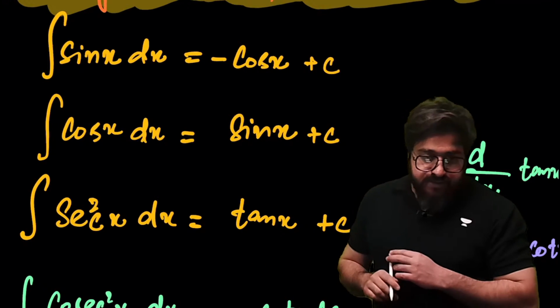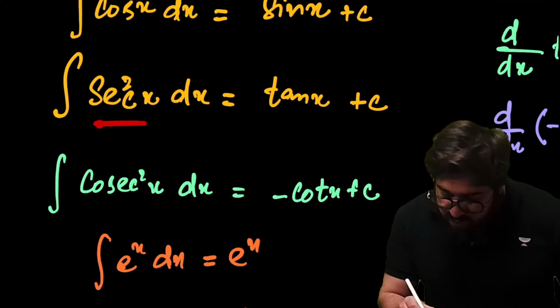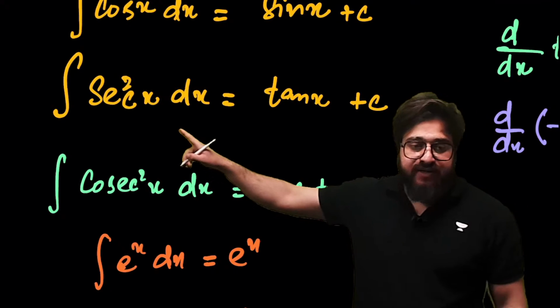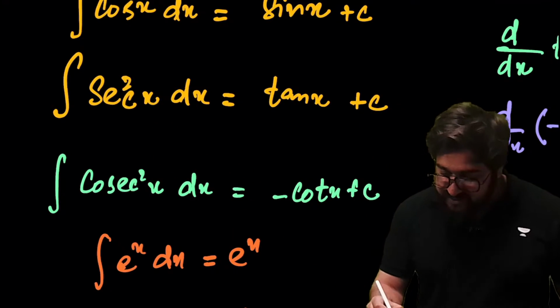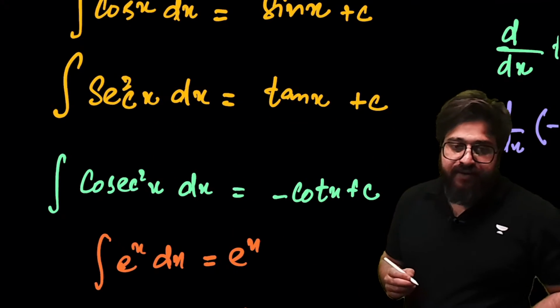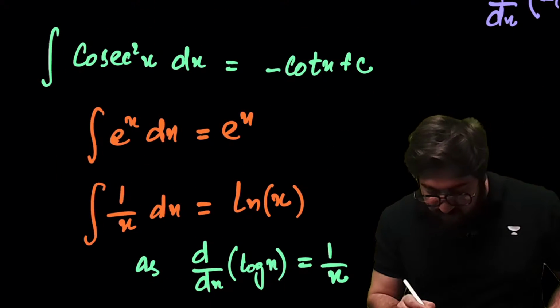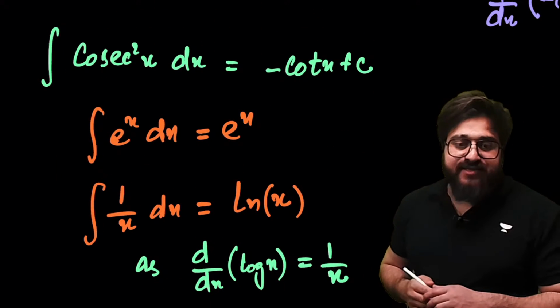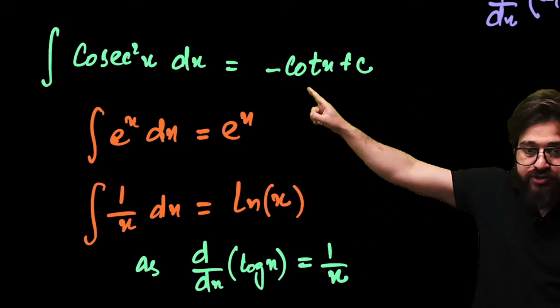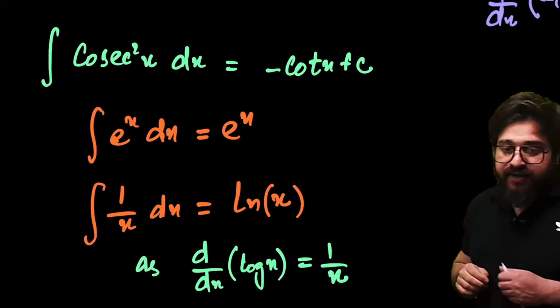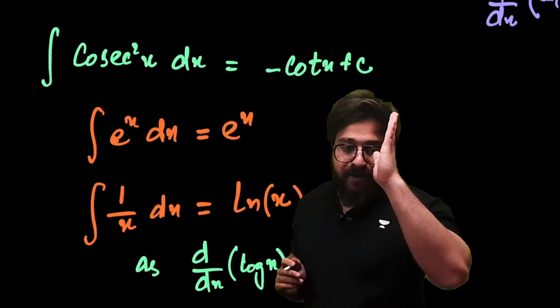Similarly, the integration of sec square of x dx is tan x plus c. Similarly, if you have cosec square of x, its integration is cot x plus c.